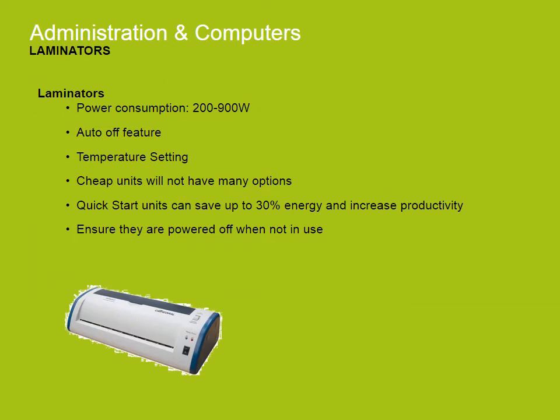Laminators can consume a large amount of energy if used frequently or left on. Some laminators have temperature settings which allow you to use it at a lower temperature, which can save energy. Also, the more expensive units have an auto-off feature, which will turn the unit off after 30 minutes of inactivity.